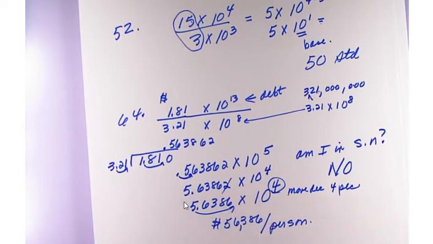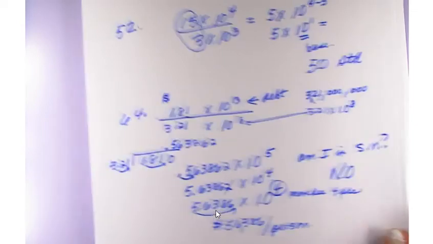Okay? That's what it asks for. It says what was the total number? Wait a second here. How much was this for every man, woman, child in the country? 56,386. Okay?